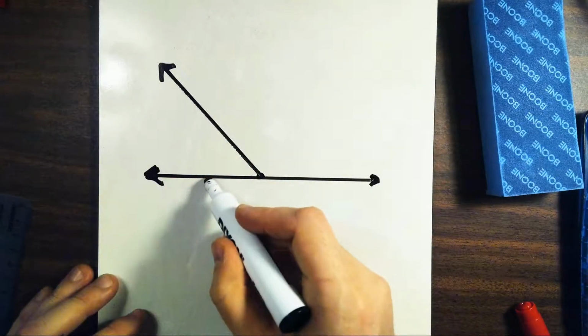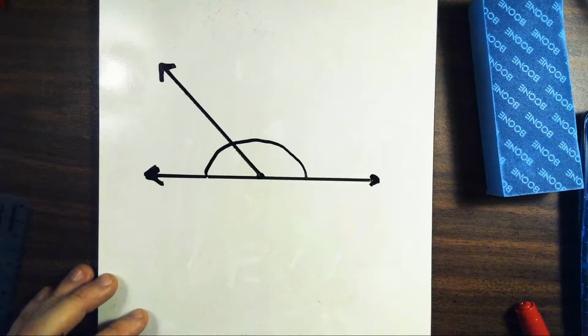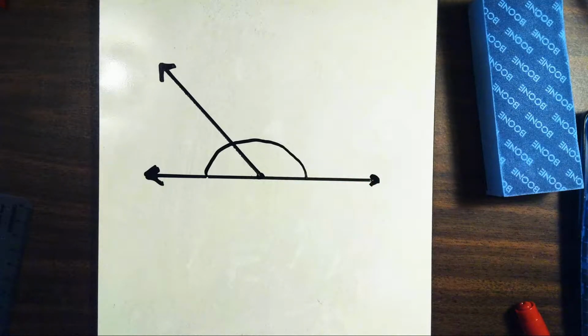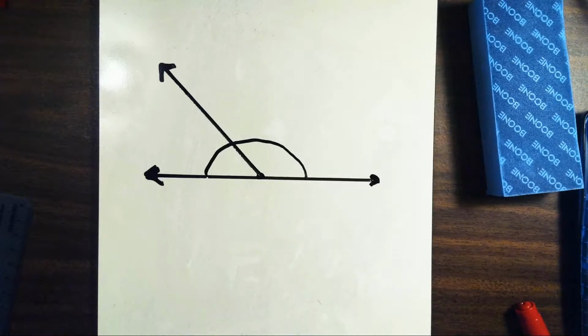So my straight line here, if I were to go all the way around like here, has an angle measure of 180 degrees. Every straight line has a measure of 180 degrees because it forms a semicircle, half of a circle, and a circle has a measure of 360 degrees. So a straight angle has a measure of 180 degrees.